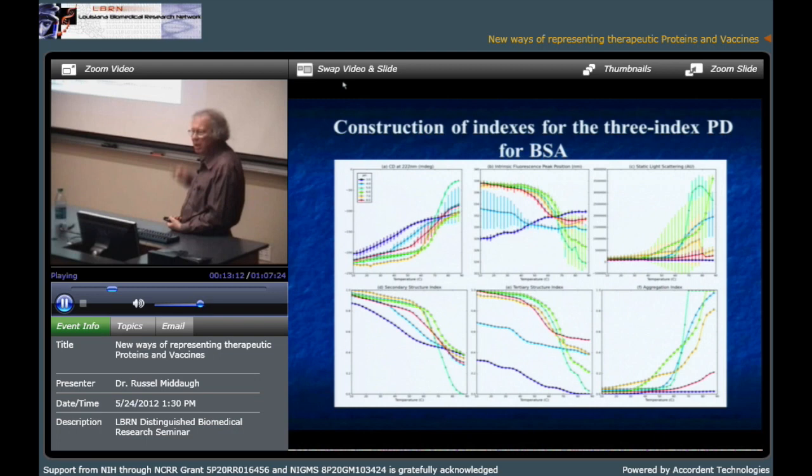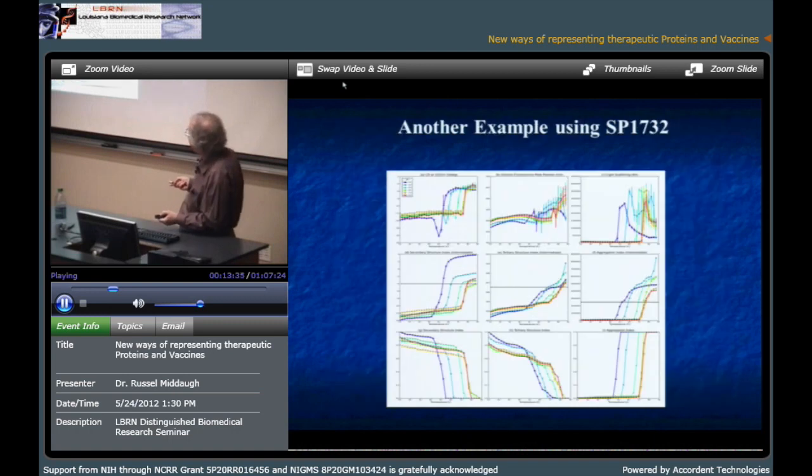So they're just normalized values from 0 to 1. And now we're assigning the meaning: alterations in this vector will be alterations in secondary structure, alterations in this, alterations in tertiary structure, at least as sensed by changes in the environment of tryptophan residues in proteins, although we have many other ways of doing this. And then aggregation, we measure some version of light scattering. Okay, now this is another example of the same thing, just showing you what the data looks like.